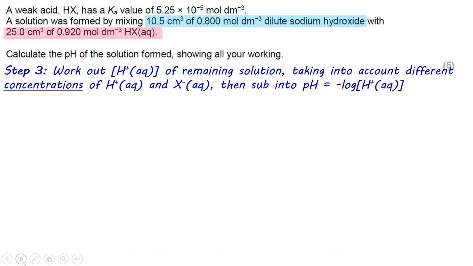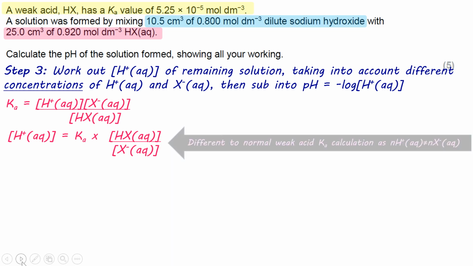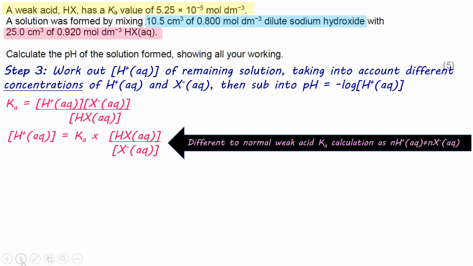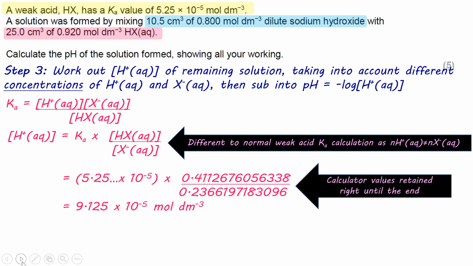Now I need to work out the H+ ion concentration of the remaining solution. So looking at the Ka expression, usually we'd rearrange that and we'd make [H+] times [X-] into [H+] squared. Because they're different this time, we can't do that, so we've got to rearrange in a slightly different way. So remembering the two long numbers we had before, we divide one by the other and multiply that by the Ka value to give us 9.125 times 10 to the minus 5. So we can now sub that into the pH expression and get 4.04, remembering that pH values are always expressed to two decimal places.